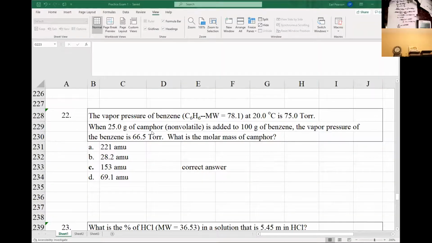How do you get the number of moles? Well, you take the grams, divide by molecular weight, and that's going to equal the number of moles, 1.4436. And the number of grams that we started out with was of the compound. I didn't write it down. Okay, when 25 grams of camphor, so the grams is 25.